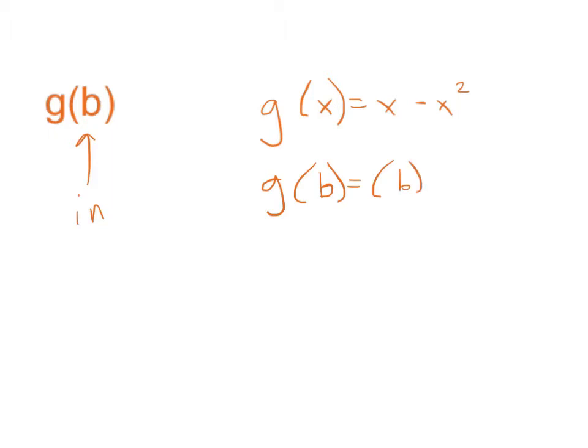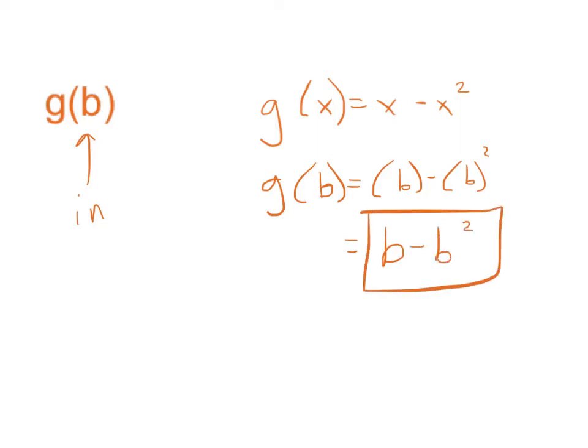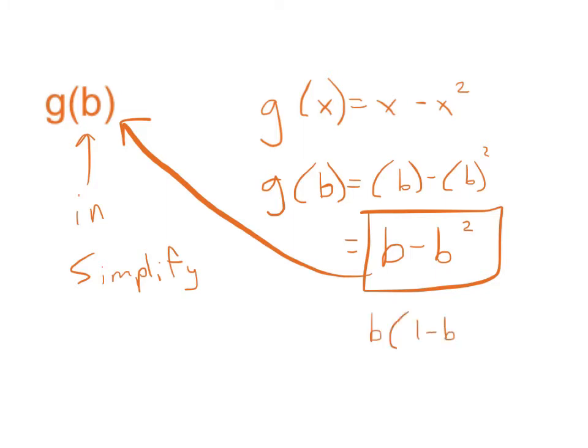So that means b minus b squared. That's b minus b squared. And congratulations, you're done. That is what g of b is. So in this case, were we able to evaluate this expression? The answer is no. In this case, we had to simplify. Now, some people might feel like this expression is simpler by factoring. Well, that's fine.